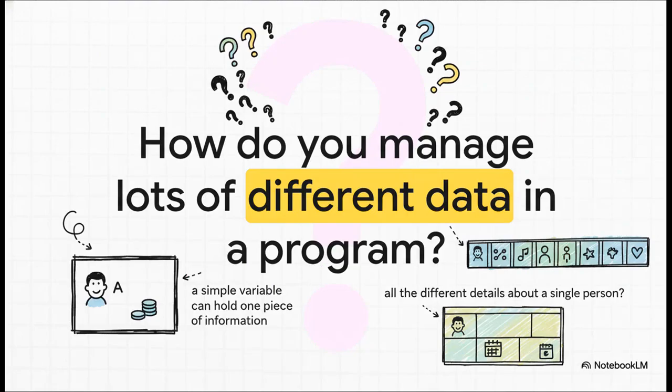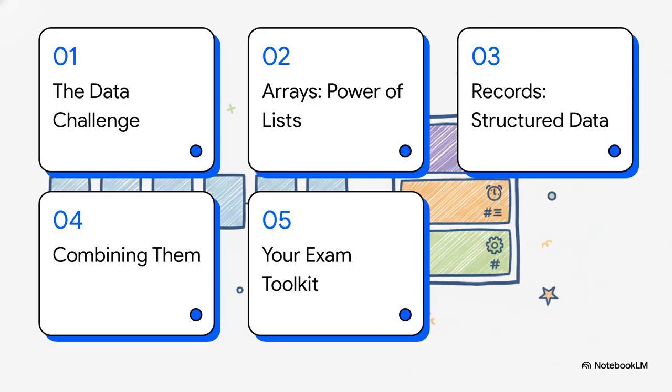So, let's kick things off with a big question. How do you actually manage loads of different data in a program? I mean, you already know that a simple variable can hold one piece of info, right? Like a name or a score. But what happens when you need to store a whole list of scores, or all the different details about one person? Well, that's where things get messy, and our simple variables just don't cut it anymore. We need better tools.